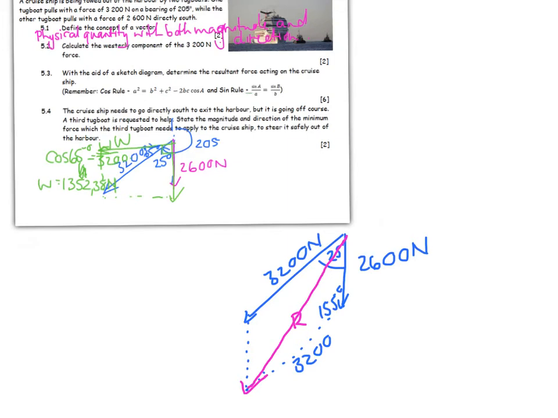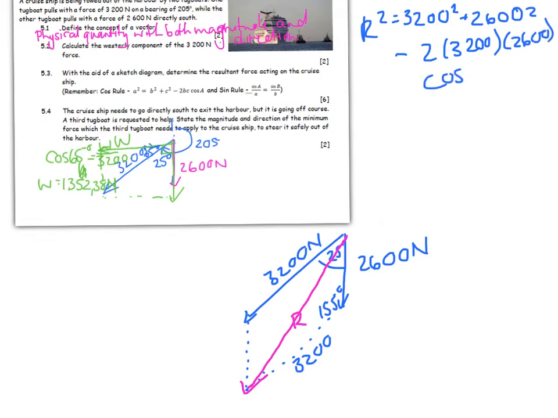I can say that R squared is equal to 3,200 squared plus 2,600 squared minus 2 times 3,200 times 2,600 cos of 155 degrees. Remember from maths that this has to be an included angle. You have to have the two sides on either side of the angle in order to use this cos rule exactly as it stands over there. Otherwise, you've got to kind of go rearranging the world.